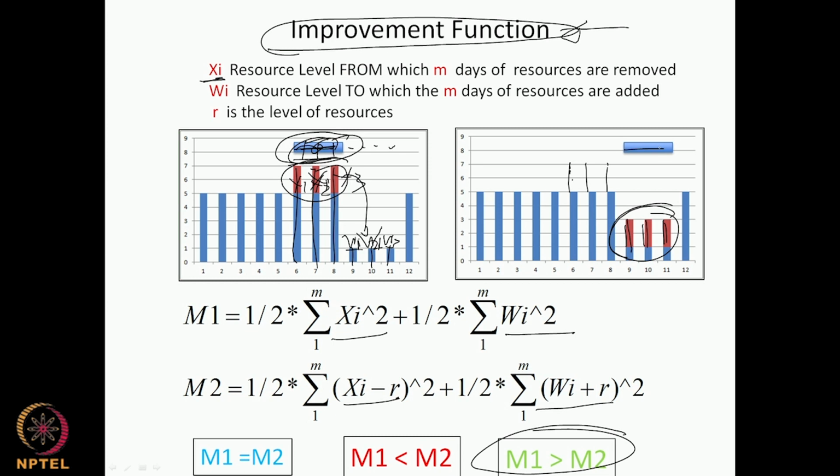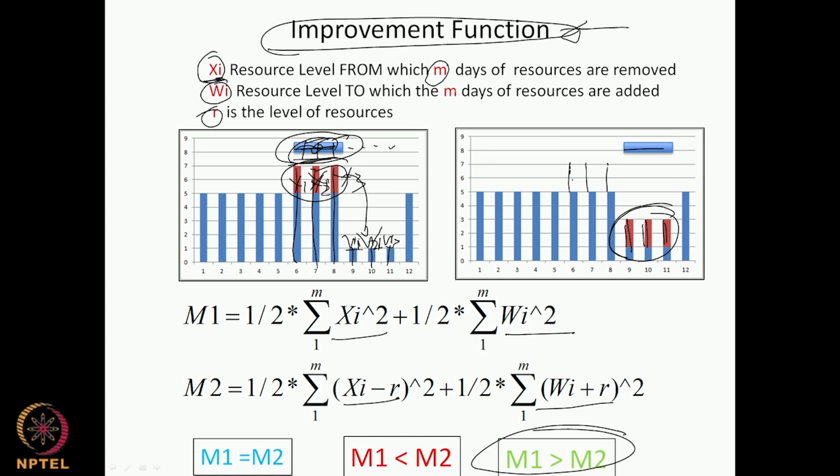It involves shifting of a single activity. The resource load of that activity is R. Before shifting, the resource level on those particular days is xi, and before shifting, the resource level of the days to which you are going to shift is wi. You are shifting by m days.